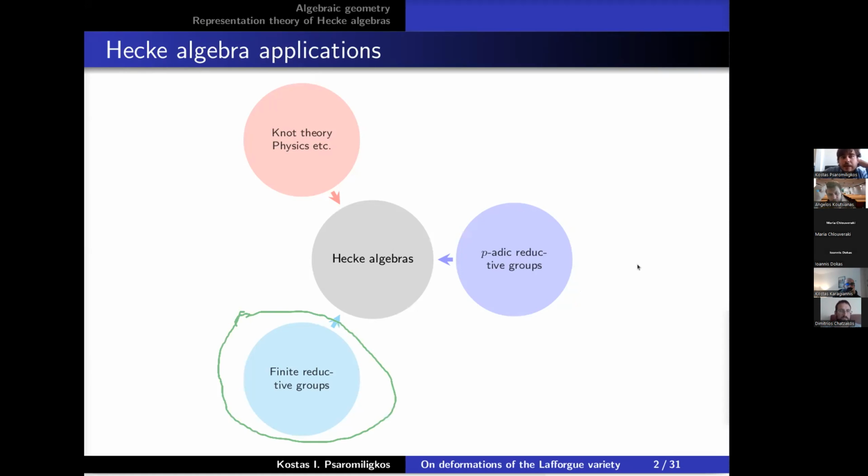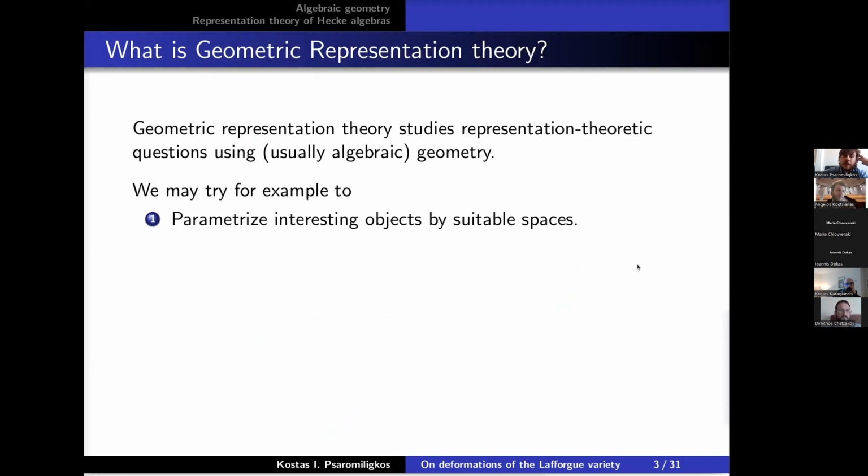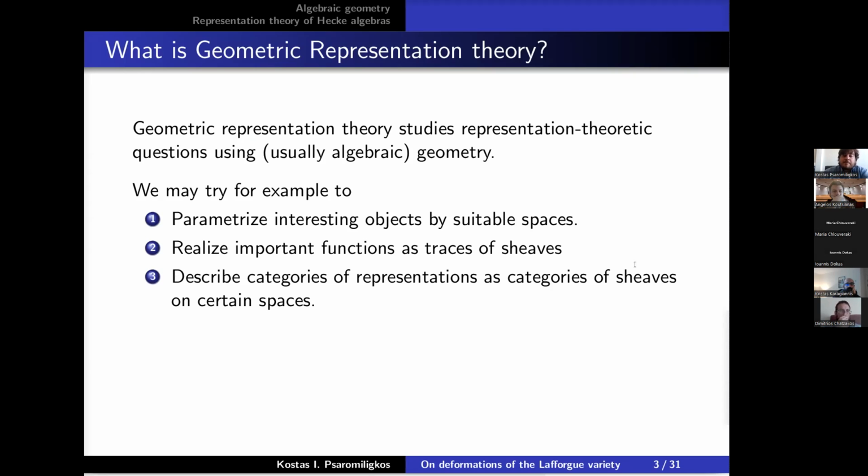The methods we will apply are in geometric representation theory, where the idea is to study representation theoretic questions using geometry. What we can do, for example, is parametrize interesting objects by suitable spaces, or understand functions as coming from traces of sheaves, or describe categories of representations as categories of sheaves on certain spaces.